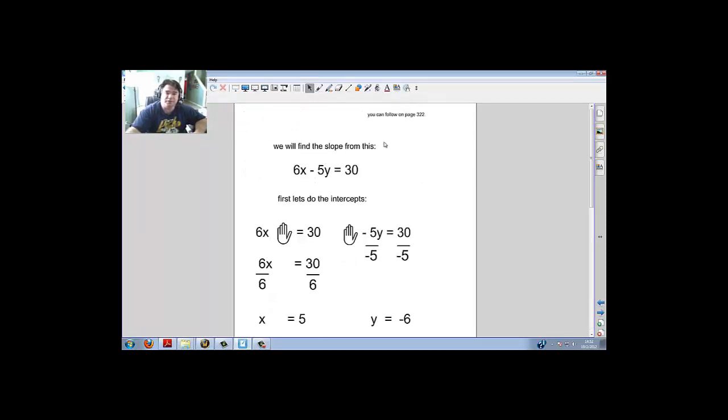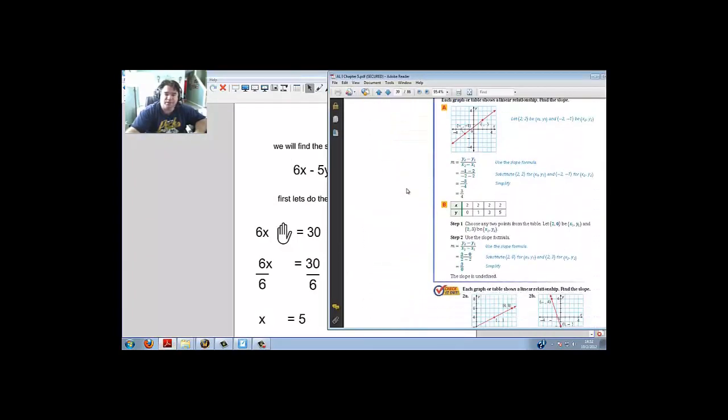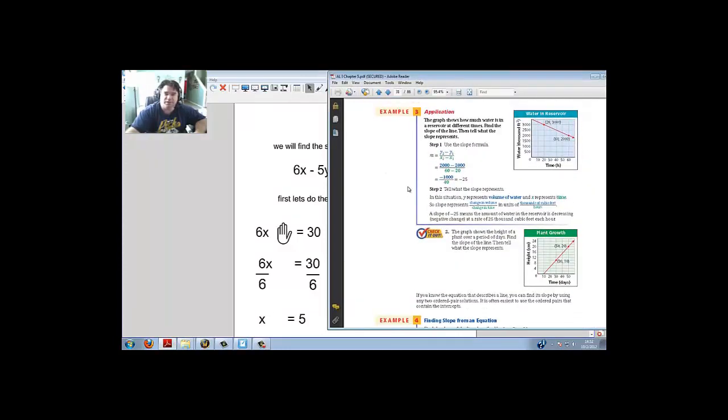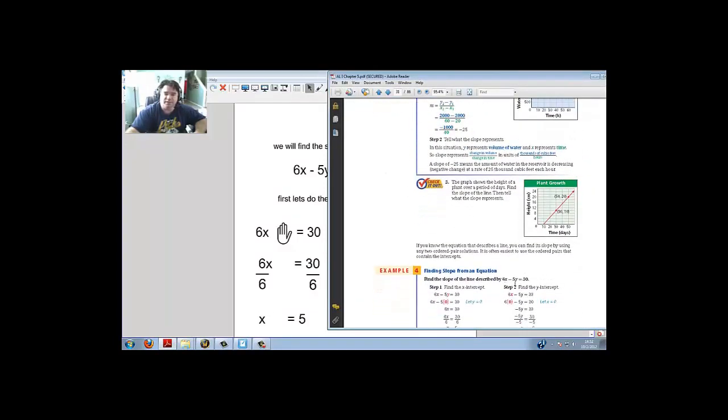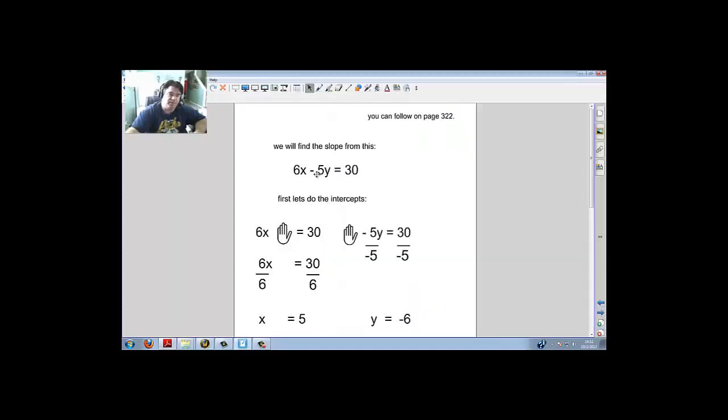Now we'll find what the slope is from this. Now you can follow along, by the way, on page 322, 321 and 322. 6x minus 5y equals 30, so you can follow along in your book if you wish. Well, I have this here. I can find the slope just by covering up the other one. If you remember, I'll cover this up to find 6x equals 30. Divide both sides by 6, x equals 5.